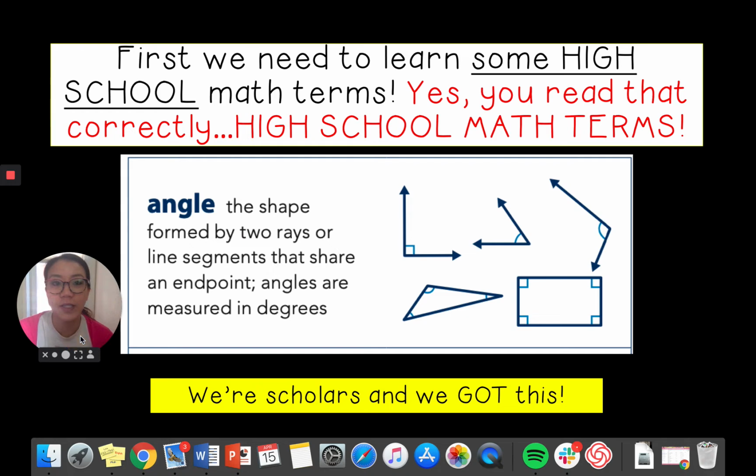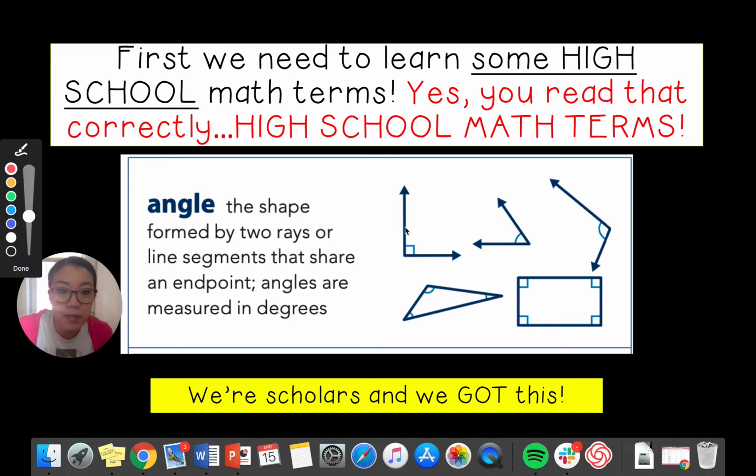So first, we need to learn some high school math terms. Can you believe it? You're going to learn math words that a high school student would learn in math class. We are scholars and we got this. So the word that we are going to learn today is angles. An angle is a shape formed by 2 rays or lines, which are called line segments, that share an endpoint. Angles are measured in degrees.